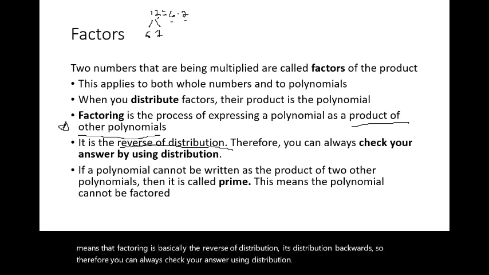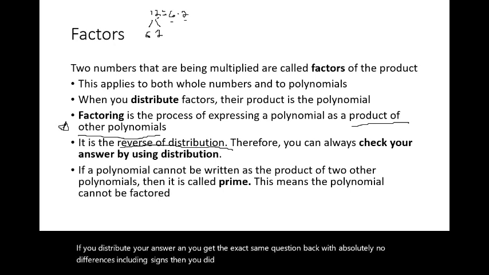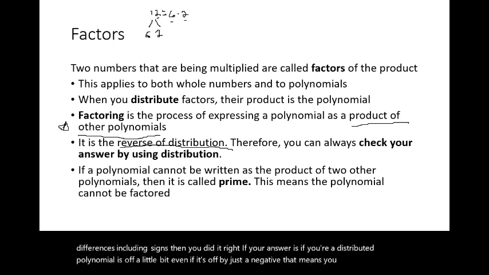If you distribute your answer and you get the exact same question back with absolutely no differences, including signs, then you did it right. If your distributed polynomial is off a little bit, even if it's off by just a negative, that means you did something wrong in your factoring.